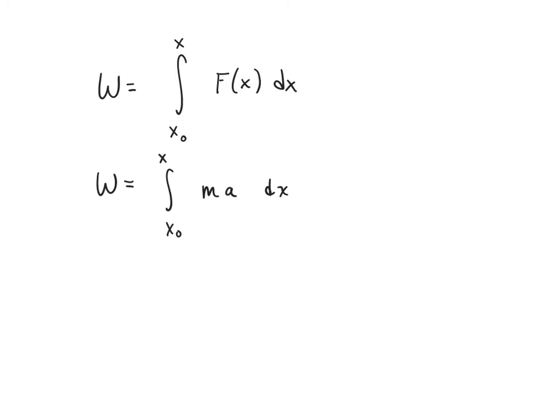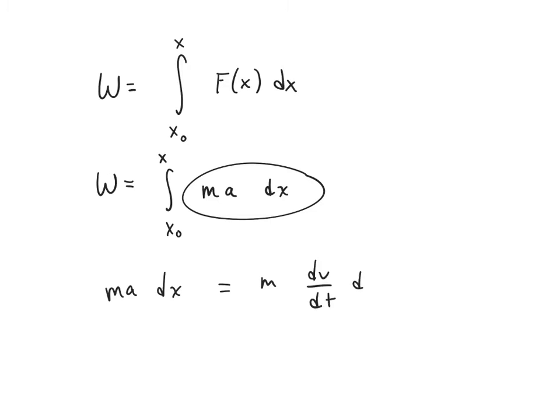Your book then says the following. We could say this here, ma dx, is the same as m dv/dt dx. It makes sense. This is really m times a times dx, but a is the derivative of velocity with respect to time, because that's your acceleration function. So replacing that with dv/dt.